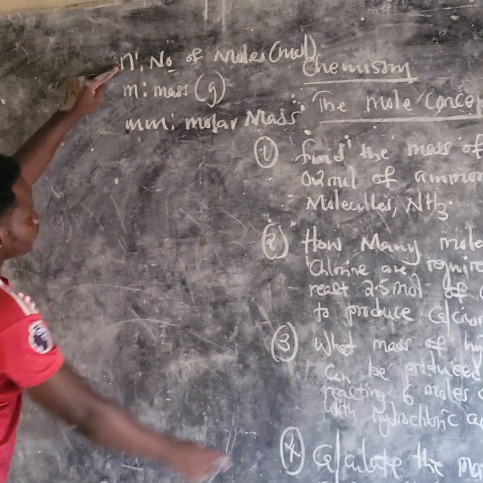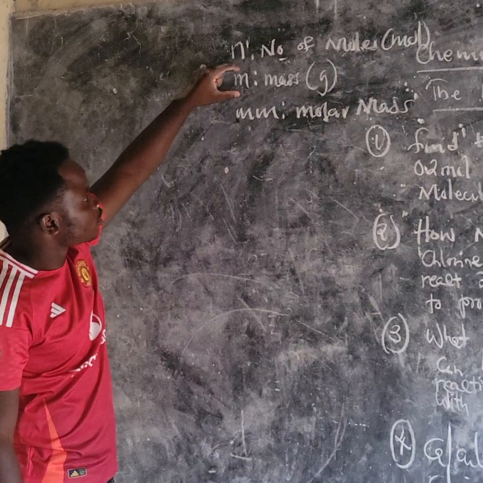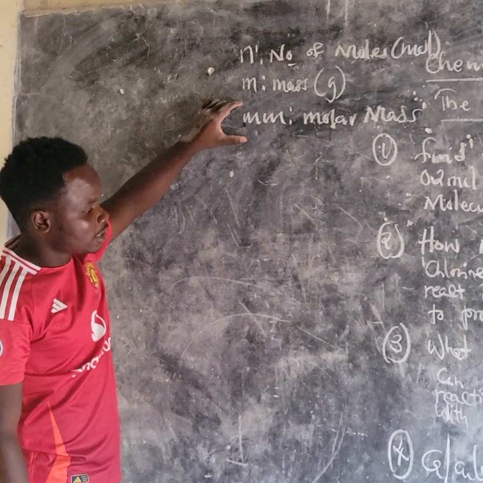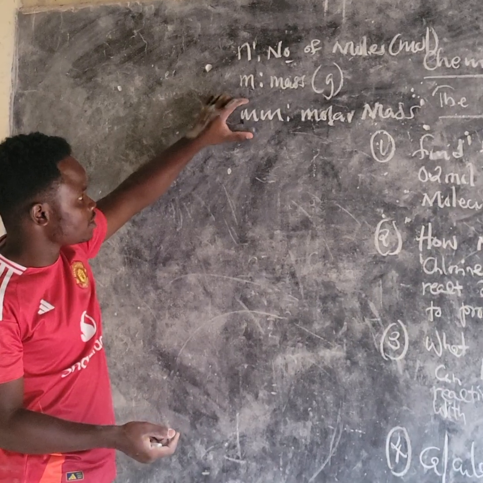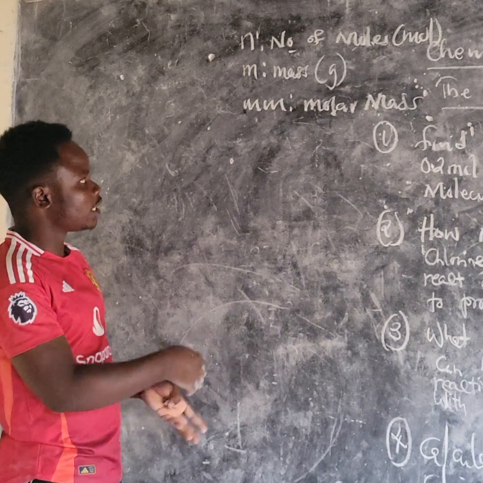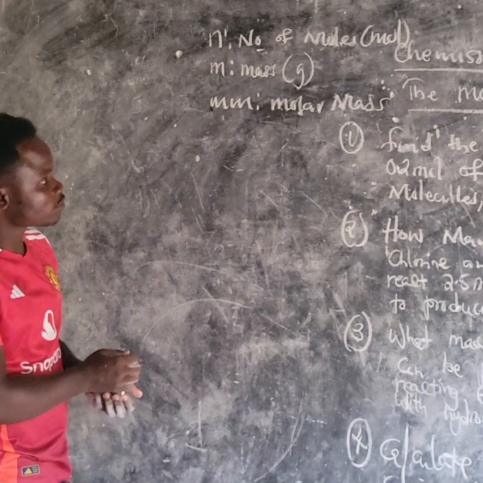1, 2, 3, 4. It says they ask about what? Mass. Or molar mass, it depends on the question. Now they are asking me to find the molar mass. Okay, so let us start with question 1.